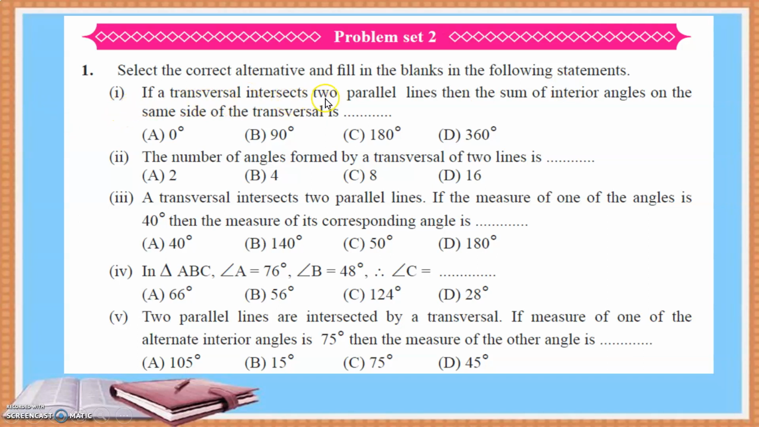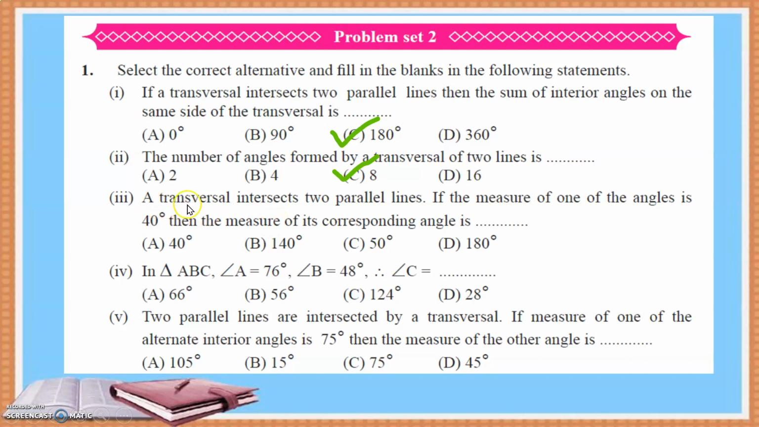If a transversal intersects two parallel lines, then the sum of interior angles on the same side of the transversal is, you all know the answer, it's 180 degrees. The number of angles formed by a transversal of two lines is, how many angles will be formed? We know the angles formed will be 8.